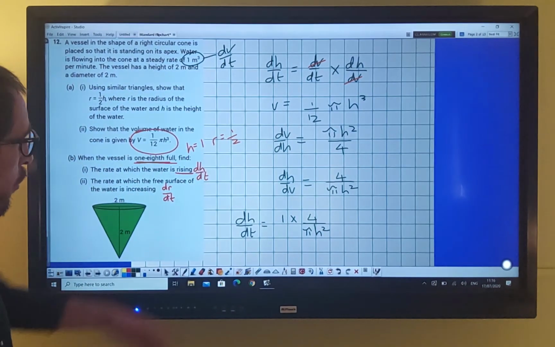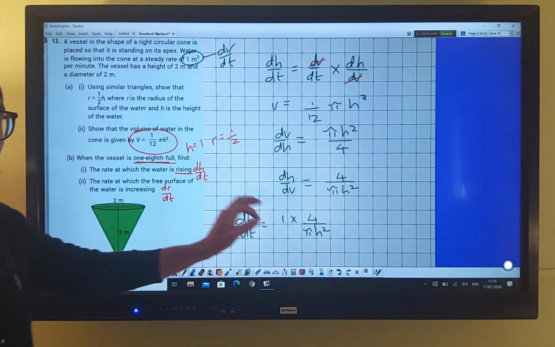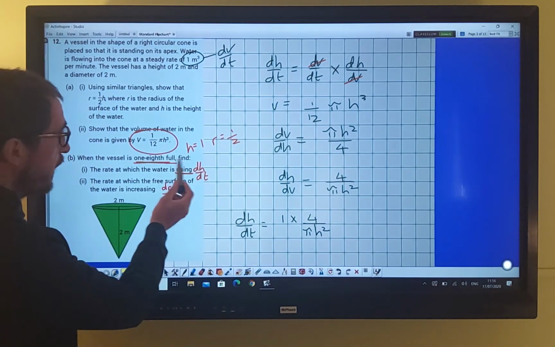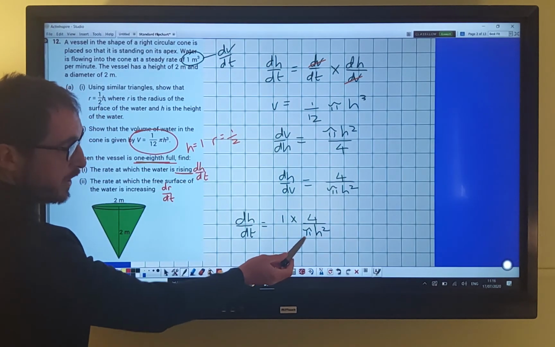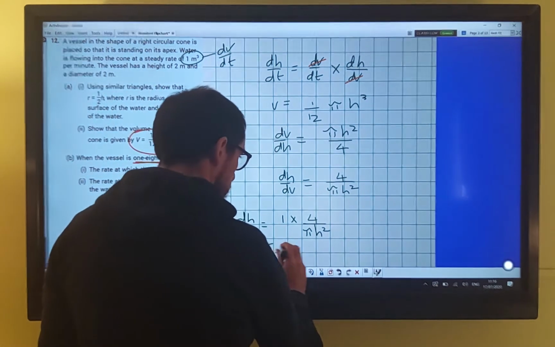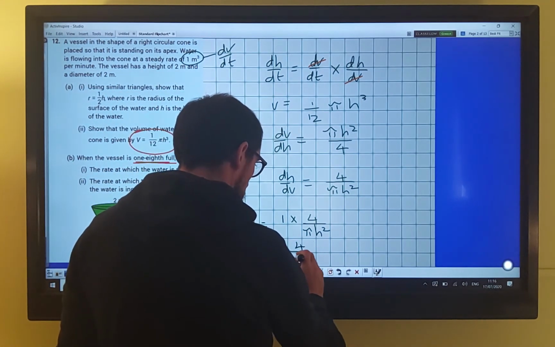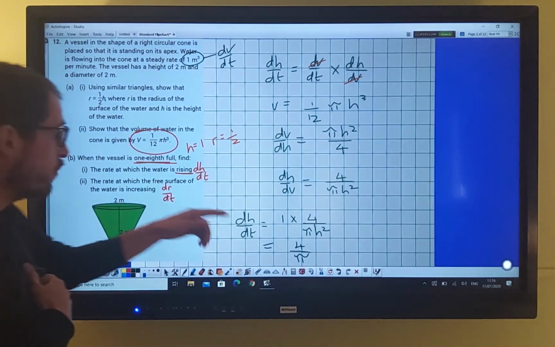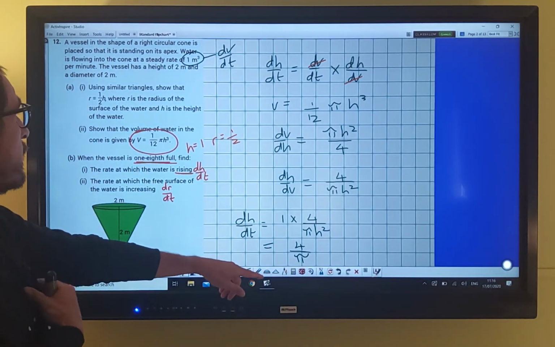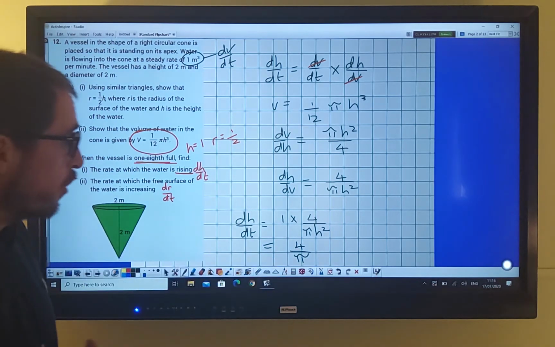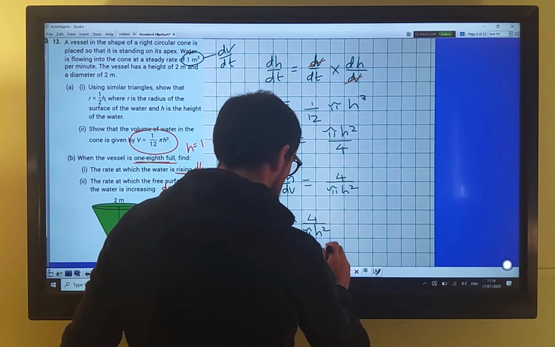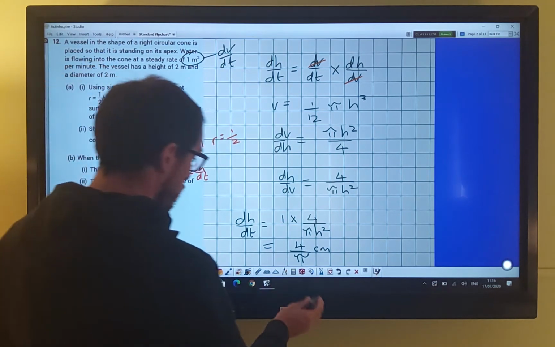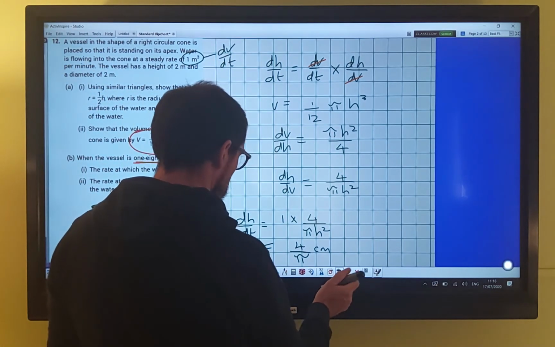Now, we want to find this out when it's 1/8 full, when h is 1. So I put 1 in here. Therefore, it's going to be 4 over pi. So the height is rising, the water is rising at 4 over pi meters per second.